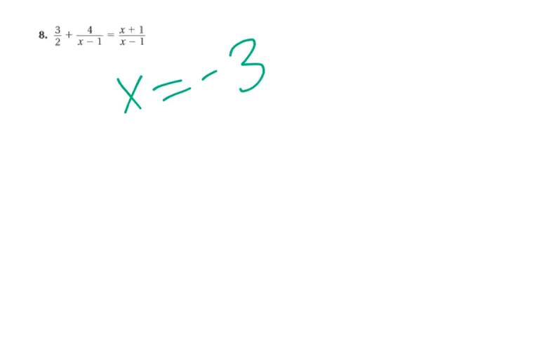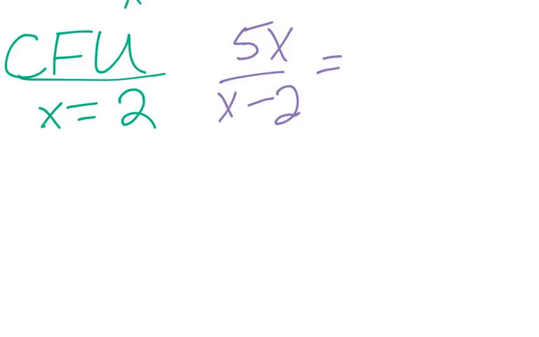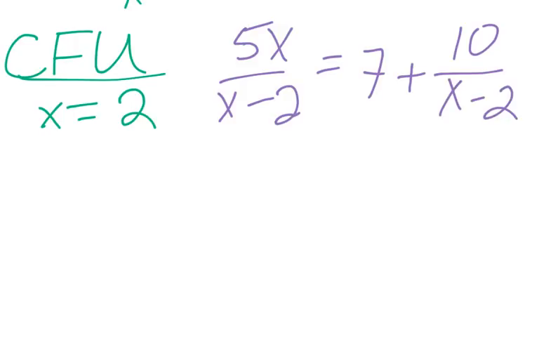Now, it's not required, but I highly recommend that you do the check for understanding. If you do the check for understanding, it's in a box on your notes. You'll find that x equals 2. And the important thing here is the check step. So the original equation was 5x over x minus 2 equals 7 plus 10 over x minus 2.